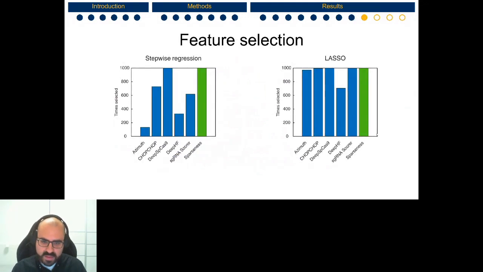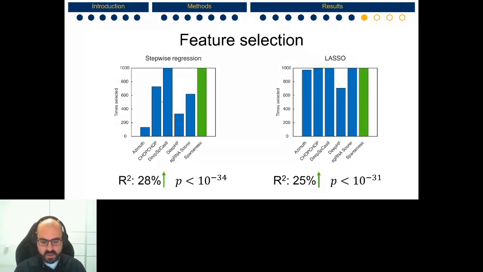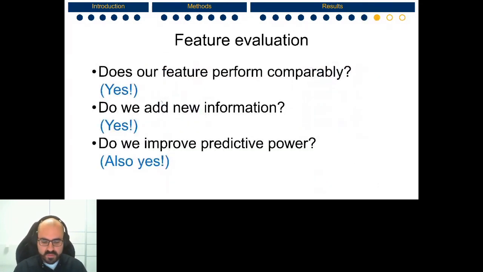Lastly, we wanted to approach this from a slightly different angle and look at feature selection. We repeated a process similar to what we described earlier with 1,000 iterations, but we used either stepwise regression or lasso to conduct feature selection and count the number of times each feature was selected. As you can see, the 3D feature was selected in all 1,000 iterations, while the other models had varying results. Again, this demonstrates the importance of the 3D feature, and the improvement in predictions was significant here as well, an increase of 28 or 25% in the R squared. And so to answer the third question, yes, we do improve the predictive power by adding the 3D feature.